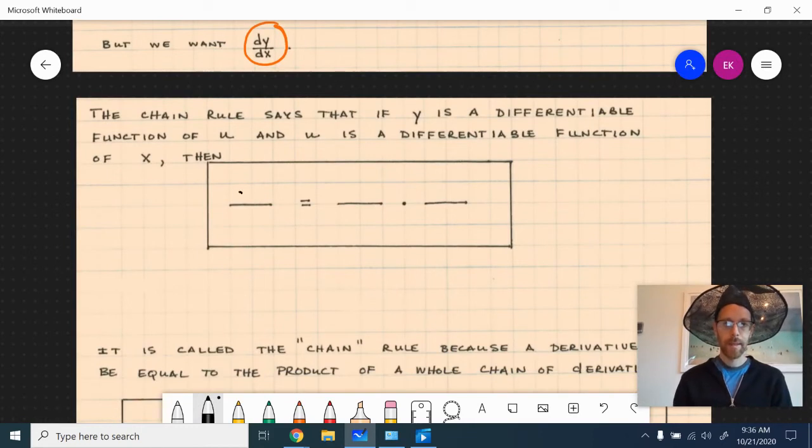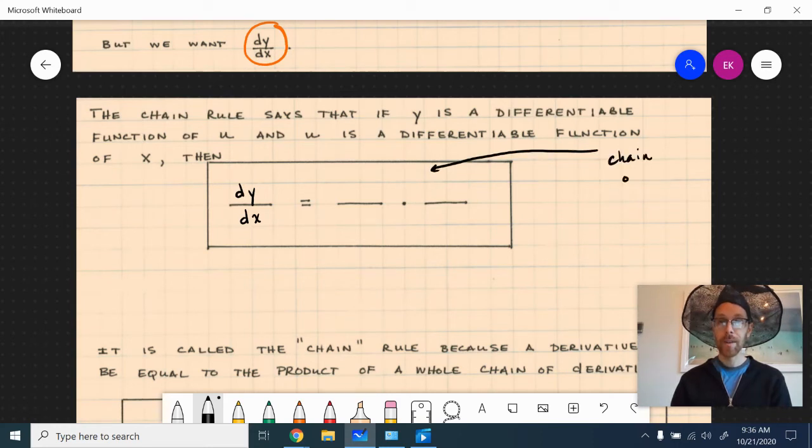We want this. That's our goal. I'm going to suggest that we can break that up into a chain of derivatives. And by a chain of derivatives, what I mean is two or more derivatives that have been multiplied together. And you can basically use algebra to think about this.